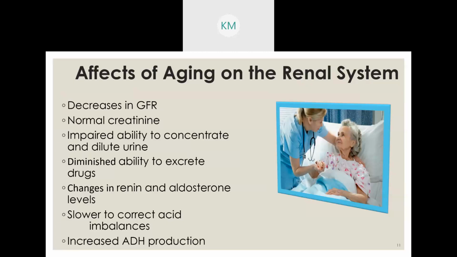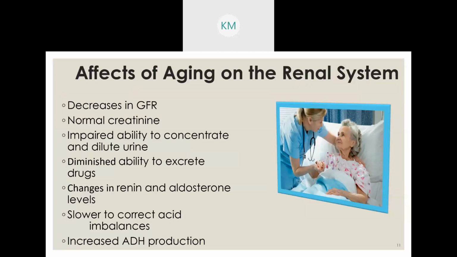Older adult renal function may be less able to correct acid imbalances. This can result in prolonged metabolic acidosis states with subsequent shifting of potassium out of the cells and increasing hyperkalemia. The slight increase in ADH production that occurs with aging, and that's normal, along with a decrease in responsiveness to ADH, may worsen volume depletion and dehydration.